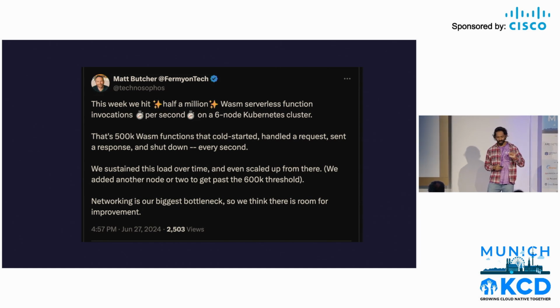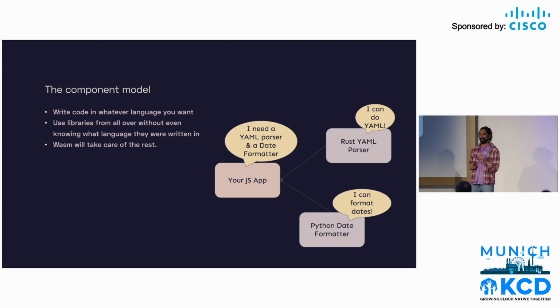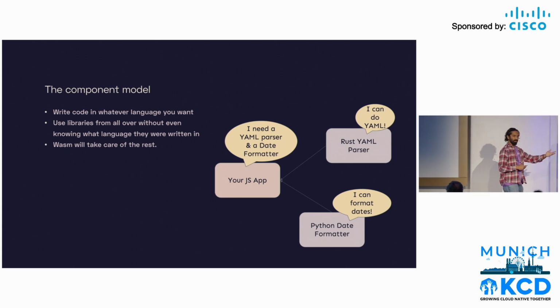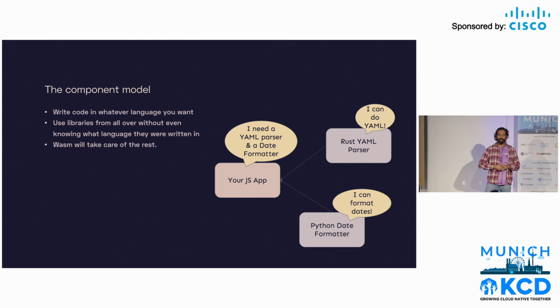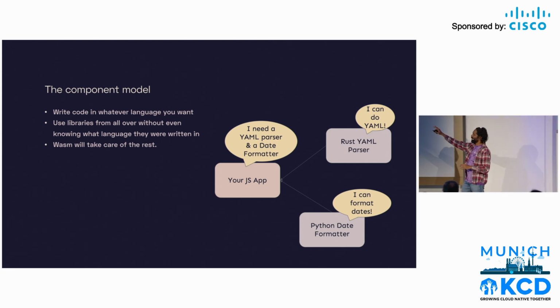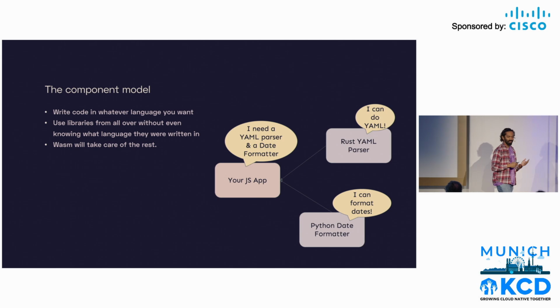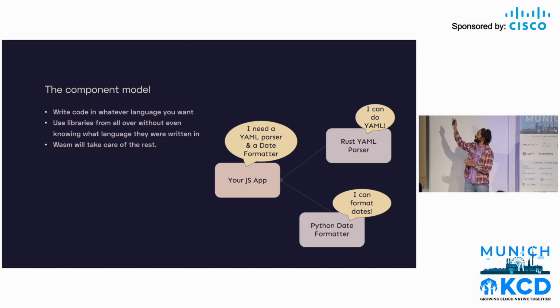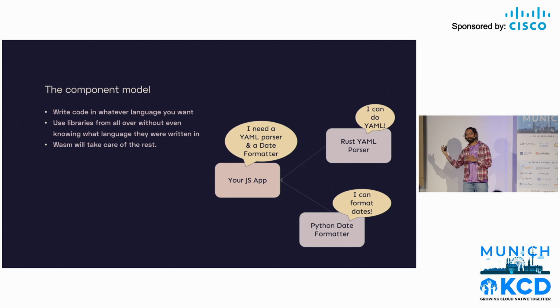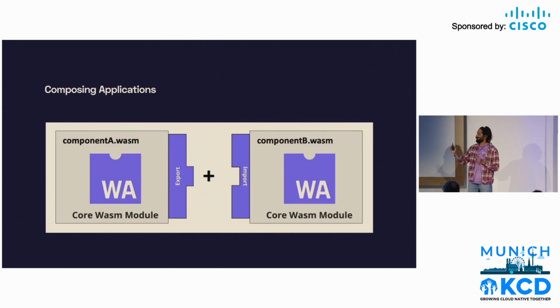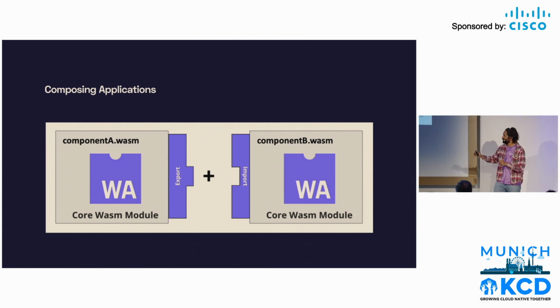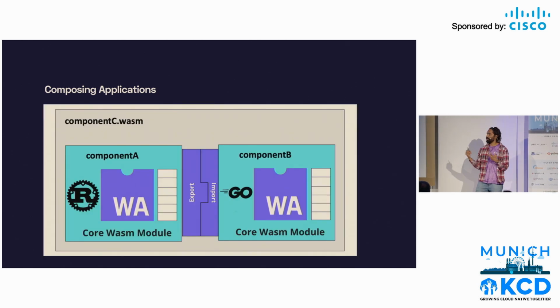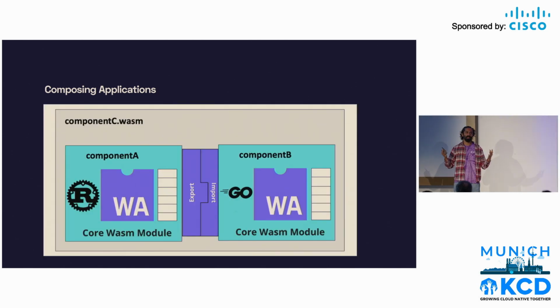The last thing I want to just quickly tell you about is the component model. Right? This will be the future of WebAssembly and maybe software development, where, say you have a JavaScript app which needs a YAML parser and a date formatter. You can actually implement a Rust YAML parser and a Python date formatter in the same app using WebAssembly components. So you have a component that exports something. You have another component that imports something. You can actually join those two components if they're written in different languages as well, creating a new component.